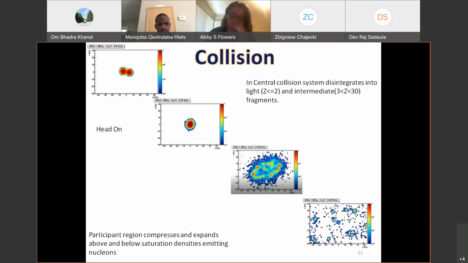We are interested in the head-on collision, or the central reaction. Why are we interested in central reactions? Because through central reactions we can achieve high density and high energy. And the reason we need high density and high energy, I will talk about in a while.